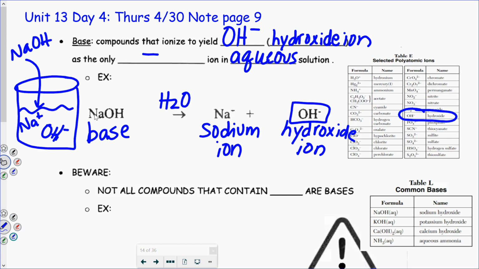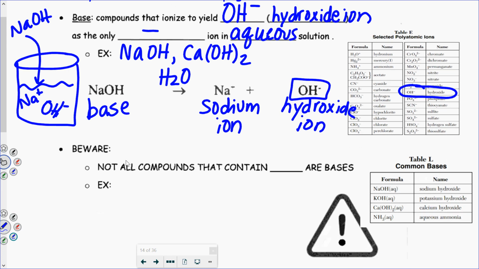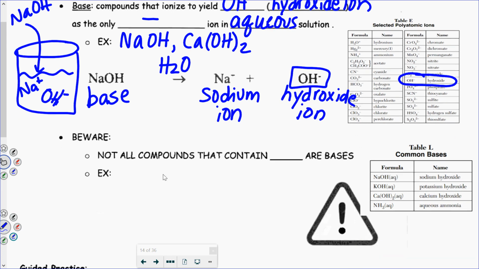Some examples of bases. As I said, sodium hydroxide. You've got calcium hydroxide. Notice the name is hydroxide. If you're ever confused about what is a base, go to Table L in your reference table, and all the common bases are listed there for you. You don't have to guess. You don't have to memorize. Kind of like with acids, you've got to be aware. Not all compounds that contain an OH- are necessarily bases.